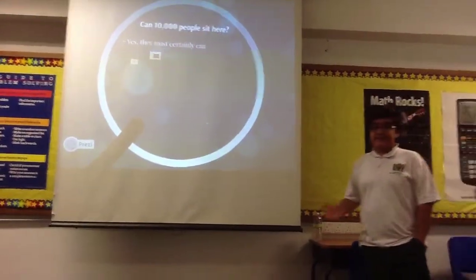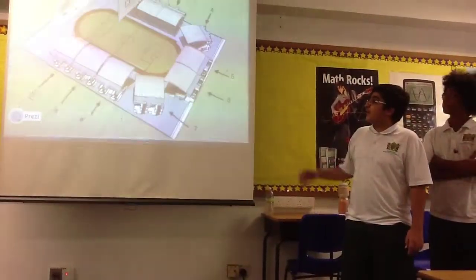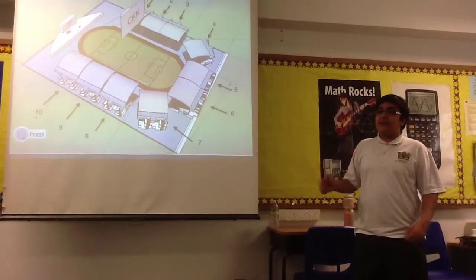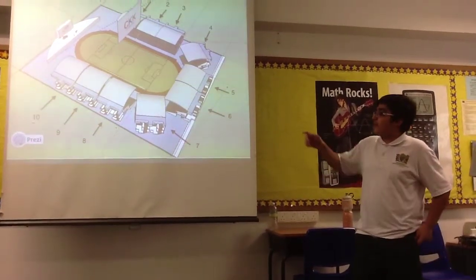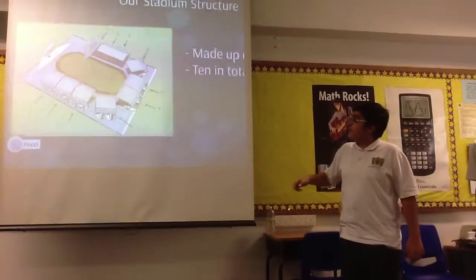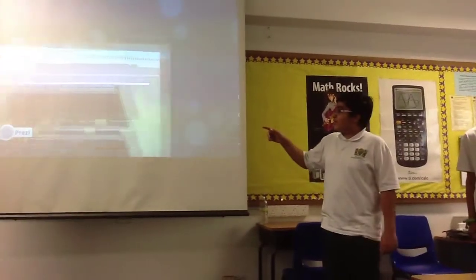Now, can it seat 10,000 people? Of course it can. Our stadium structure consists of 10 identical bleachers, which were downloaded from the warehouse, and we didn't copy the whole stadium, we made it on our own. So we placed them around the track and around the field. So there are 10 in total, and each bleacher looks as follows.